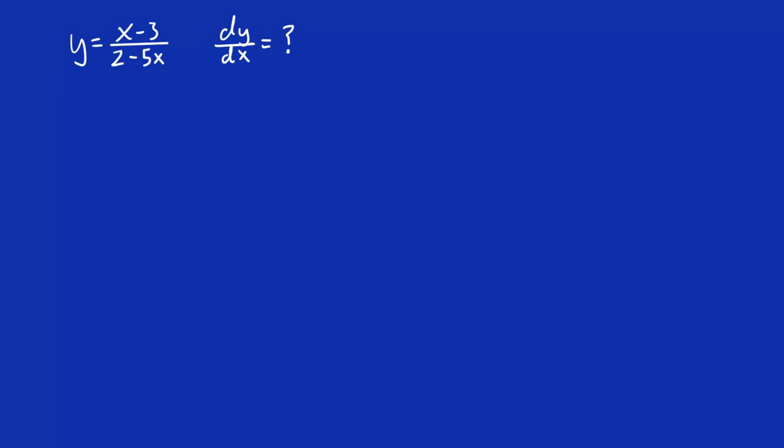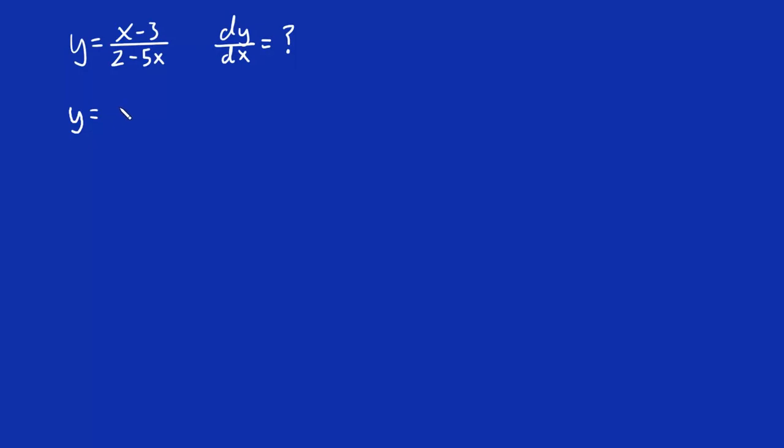Welcome back. For this AP calculus problem, we have y is equal to (x minus 3) over (2 minus 5x), and they want us to find dy/dx. So we just need to take the derivative of this equation, but before we do that, let's go ahead and rewrite it so it's easier to apply the product rule.